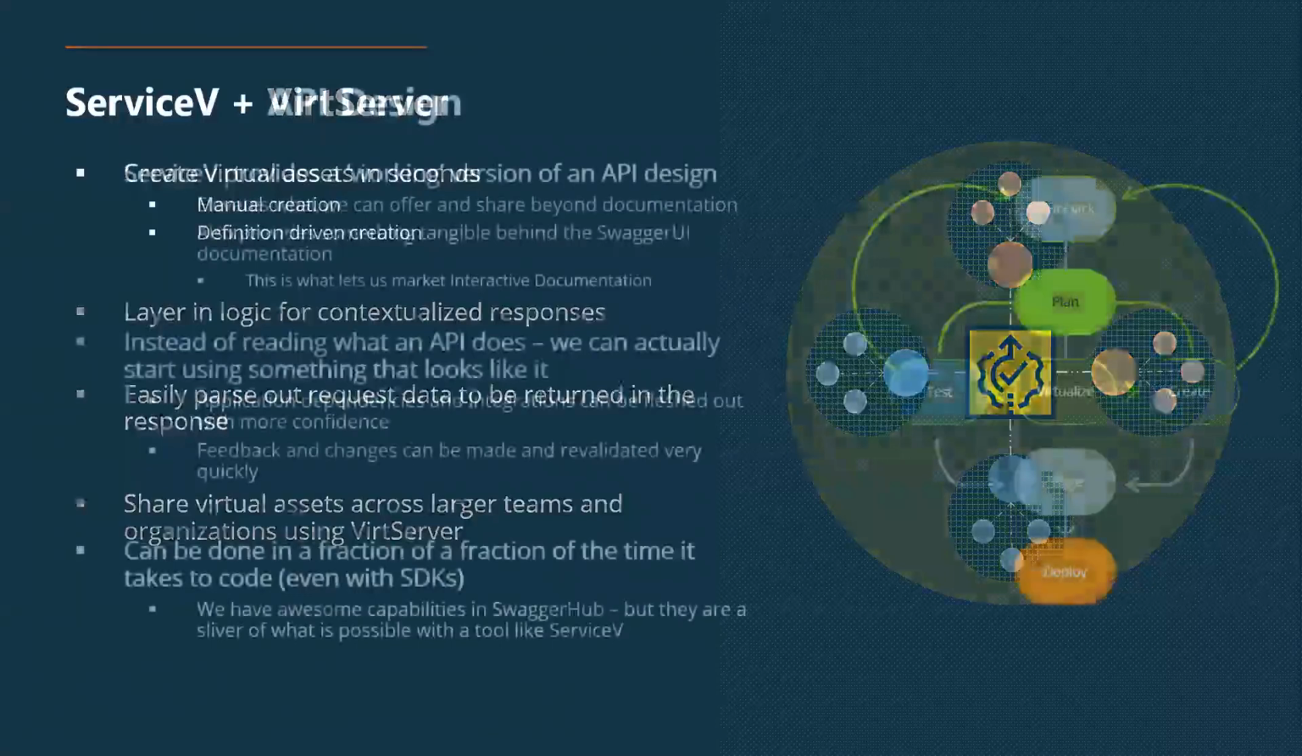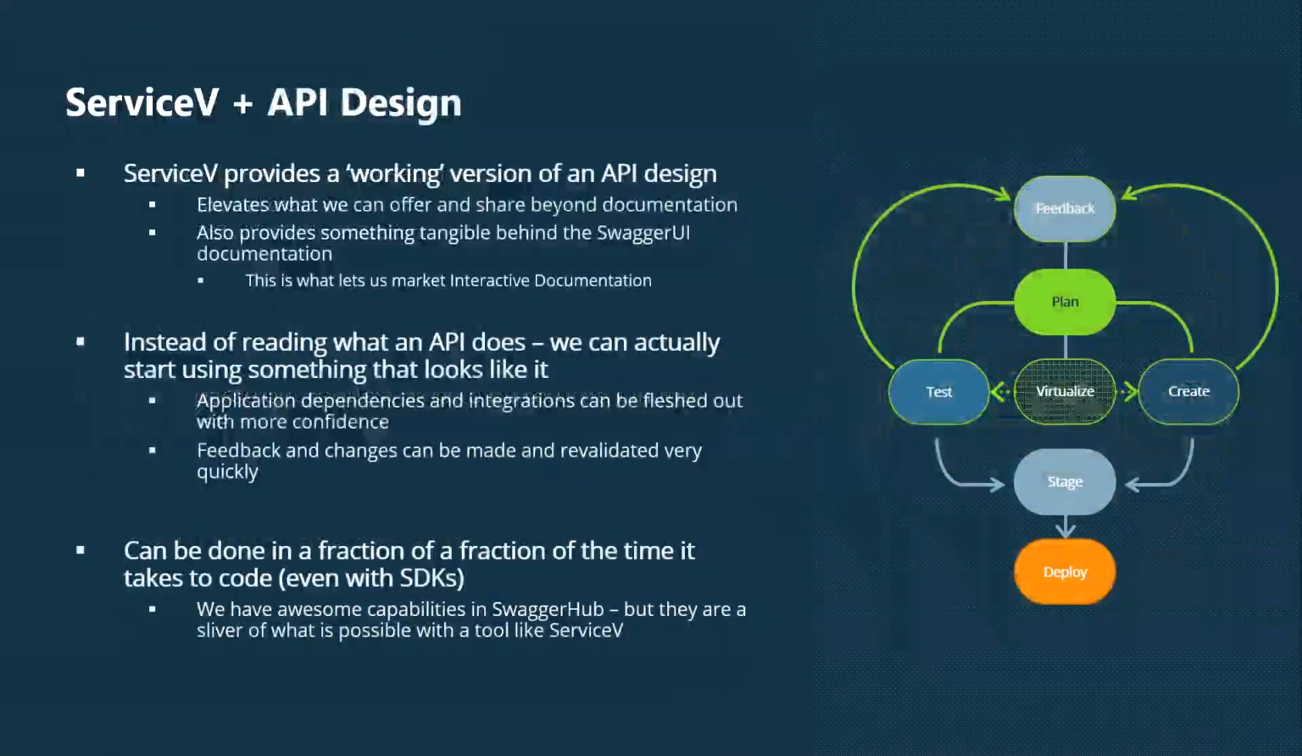So where do they fit together? If we look on the left-hand side, we see that ServiceV provides a working version of the API design. So think about it, you've designed your API within SwaggerHub. It is essentially a skeleton. You can go ahead and, in ServiceV, make sure that this is containing all of the right logic, all of the right responses, all of the right information to have it as a working version as such.